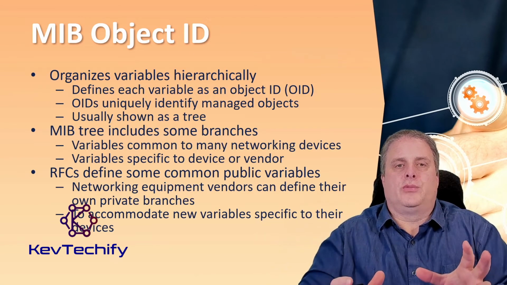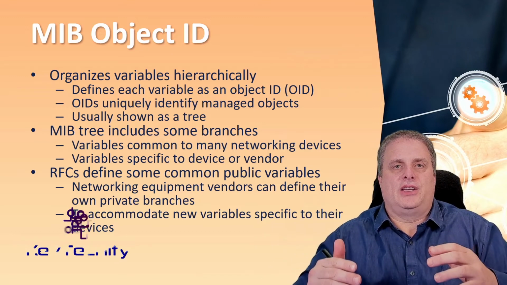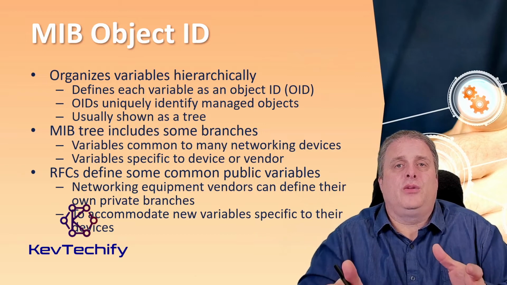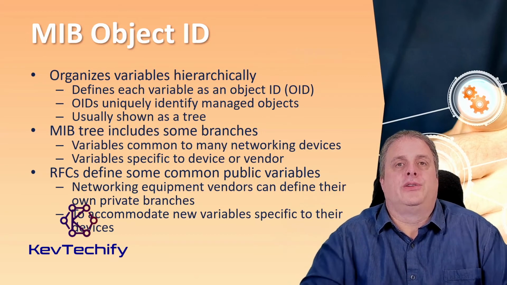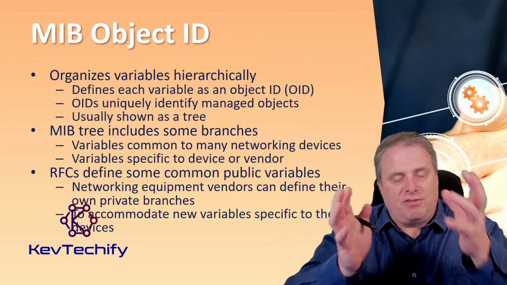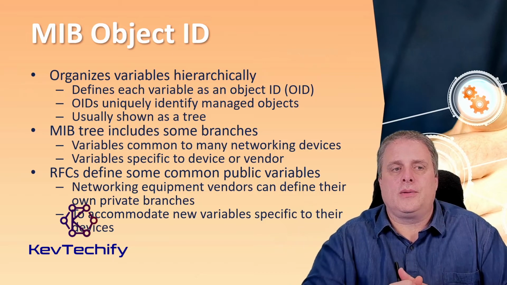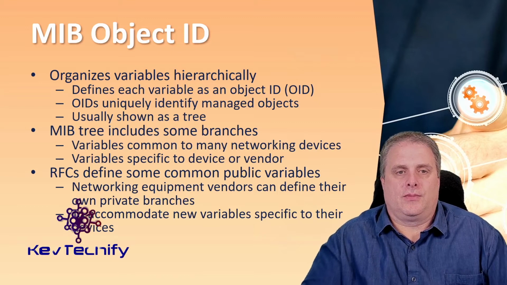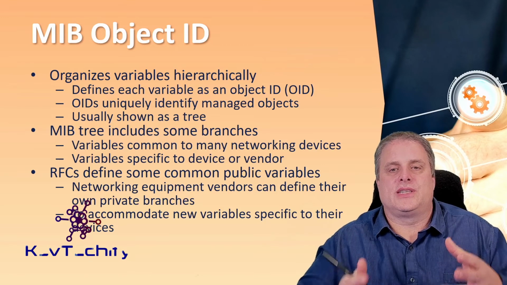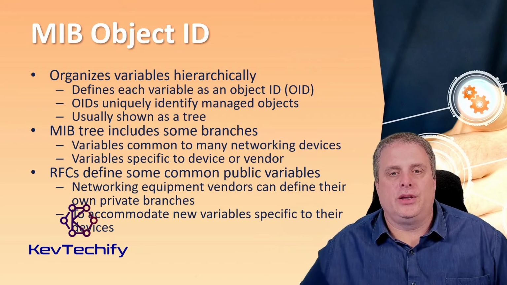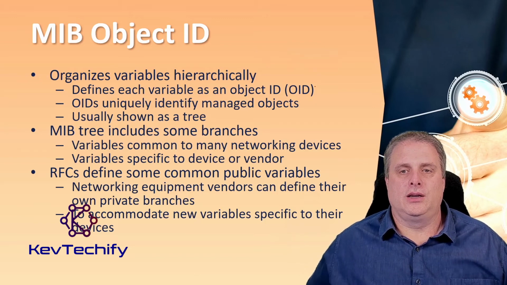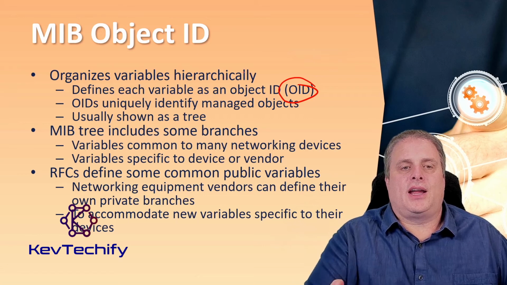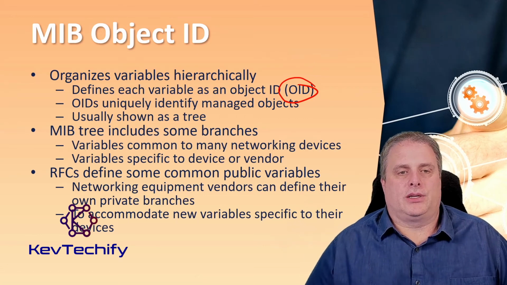We have all these variables, and they have values assigned to them. And you could have up to thousands of variables and values on your device. And to figure out how and where they are, we organize them by MIB Object IDs. We define each variable as an object ID. Typically, it's referred to as an OID. And these OIDs identify your managed object.